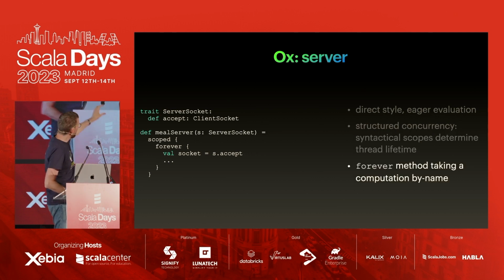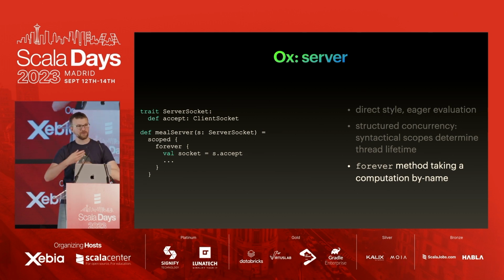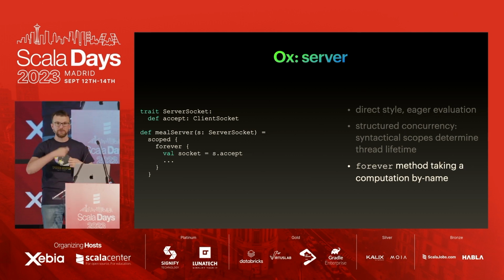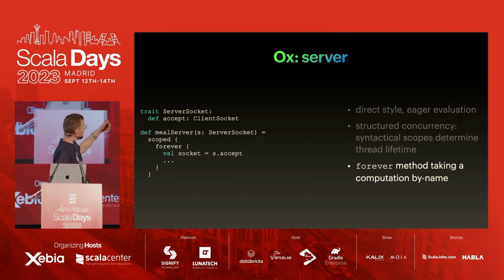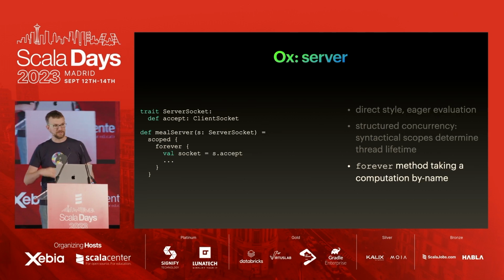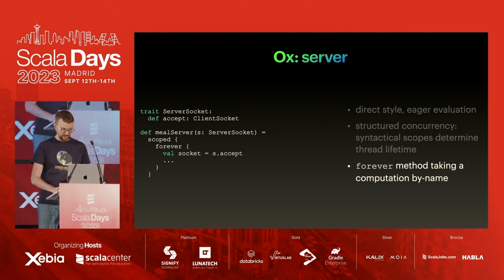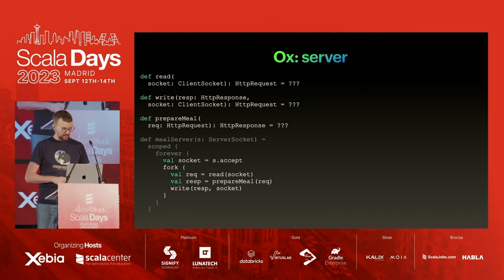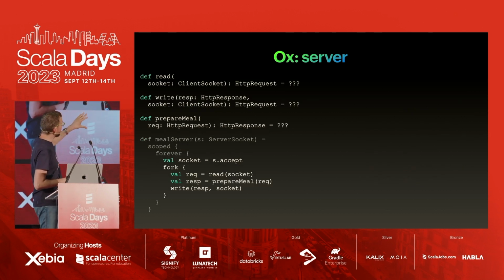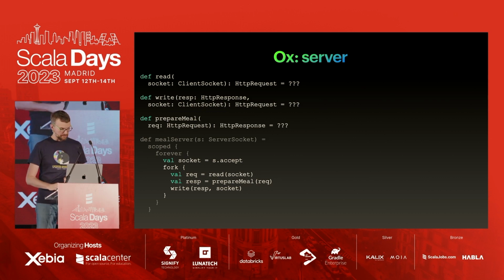Now forever takes a computation by name. So once again, we need to make these computations lazy somehow, right? So that we can repeat them. So here we are using Scala's by-name parameters, which allow us to pass a code block in a nice way. So now let's move to how we can implement the meal handling.